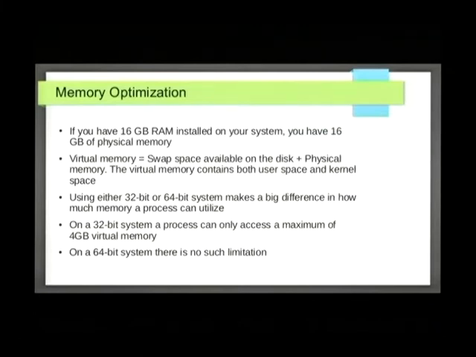plus physical memory. The virtual memory contains both user space and kernel space. Using either 32-bit or 64-bit systems makes a big difference in how much memory a process can utilize. On a 32-bit system, a process can only access a maximum of 4 gig of virtual memory. And on a 64-bit system, there is no such limitation.